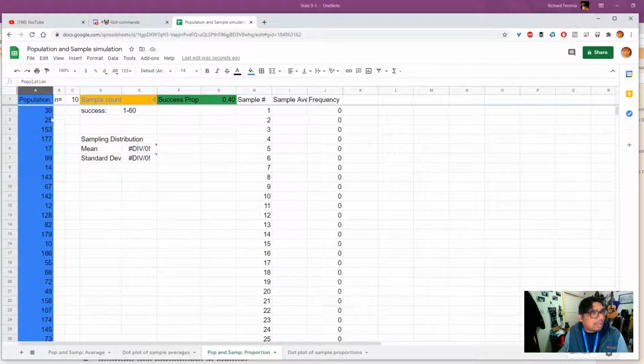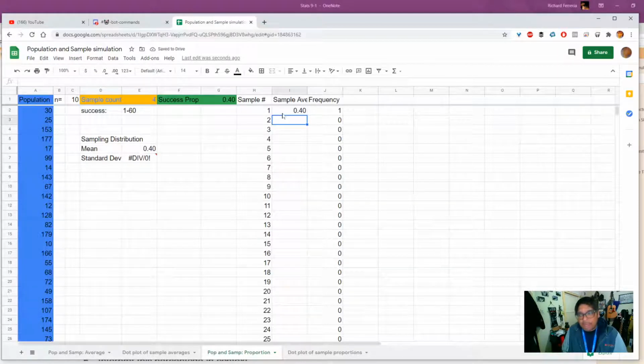We've got 3, 30, that's 1, 25 is 2, 17 is 3, 14 is 4, number 9 is 143, and number 10 is 67. So that should be 4 successes for a sample proportion of 0.4. That is correct. And we'll just go ahead and keep track of it over here.